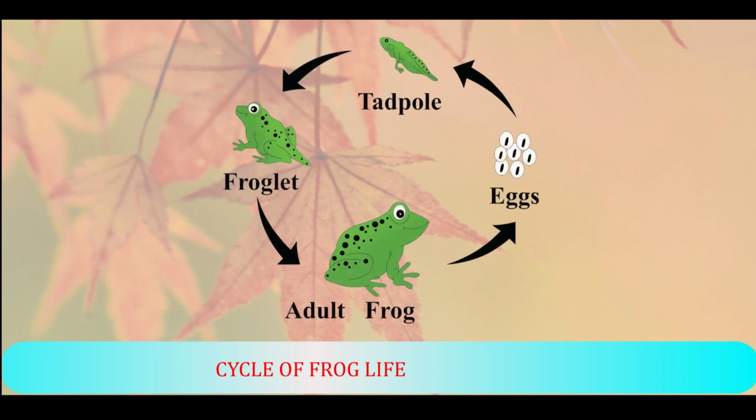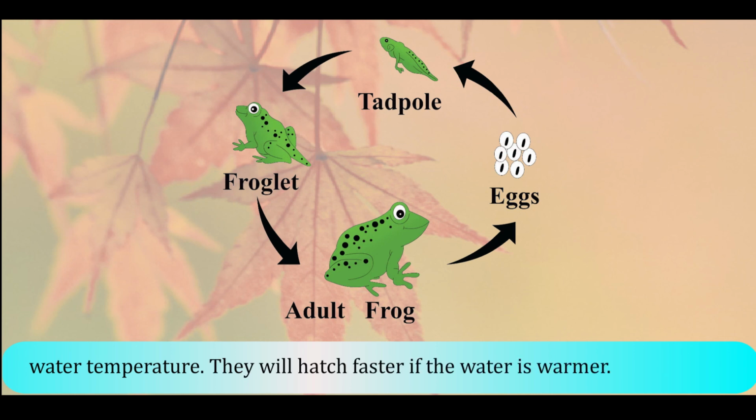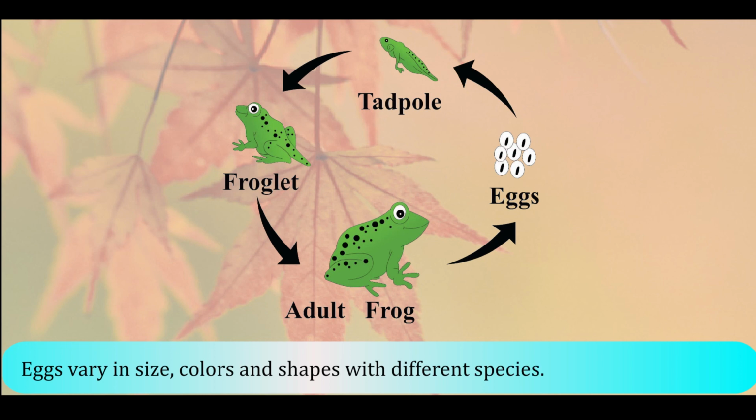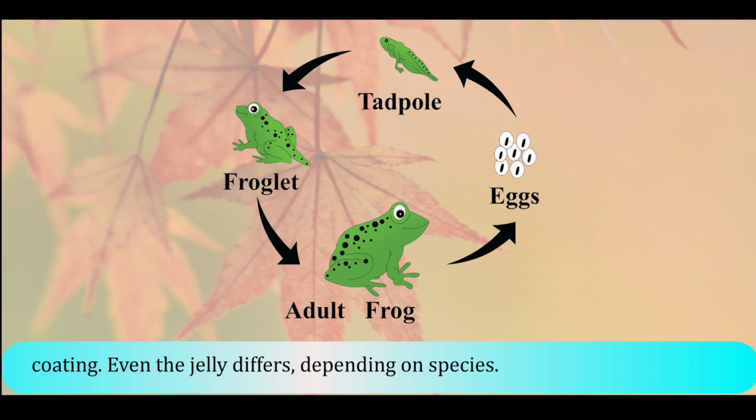Life cycle of a frog. The eggs will hatch within 3 to 25 days, depending on the species and the water temperature. They will hatch faster if the water is warmer. Colder temperatures will slow down the hatching process. Eggs vary in size, colors, and shapes with different species. The eggs are usually covered with a jelly-like substance that acts like a protective coating. Even the jelly differs depending on species.